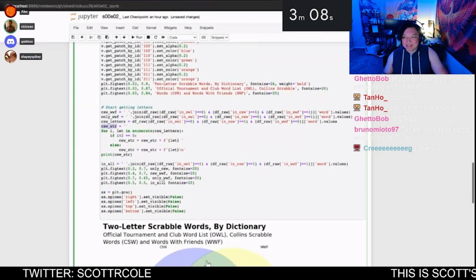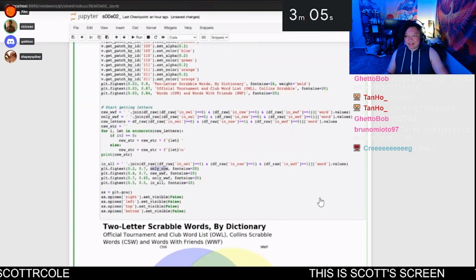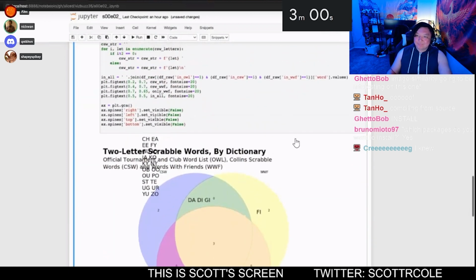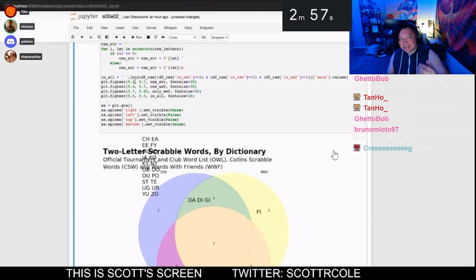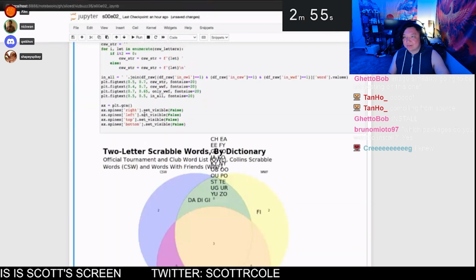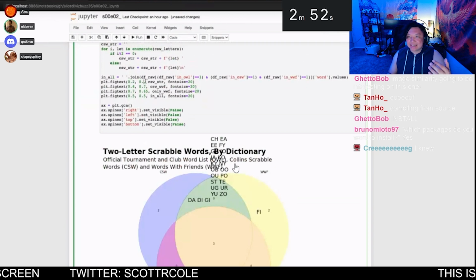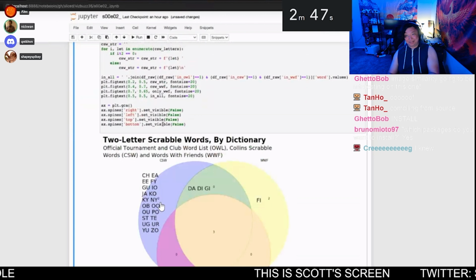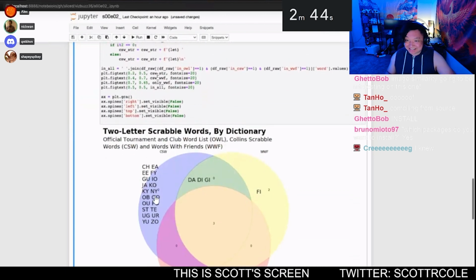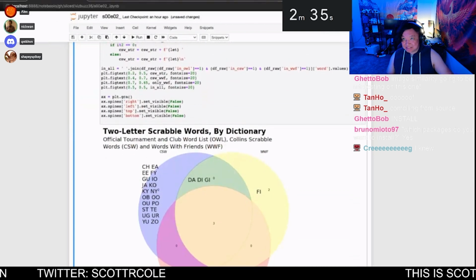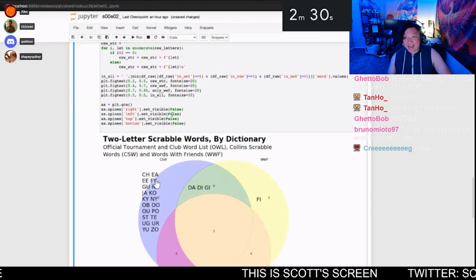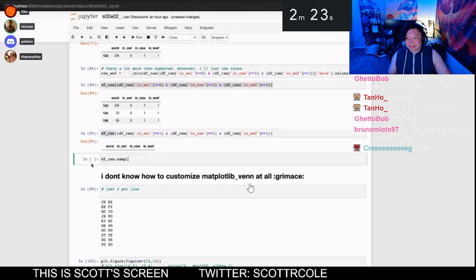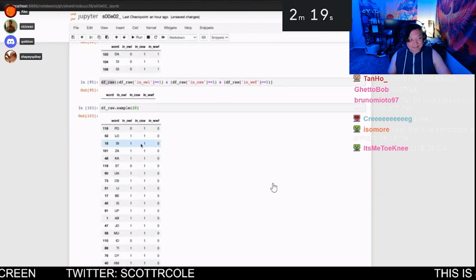Scott Cole with some 2-letter words here. He is plotting them in terms of annotation. plt.figtext is what he's using. And he has split up his different words into several different dictionaries, and several different lists, and it looks like he's trying to figure out a way to shove them into this viz. He's actually getting kind of close. He's getting close, chat. This actually isn't that bad. This is closer than anyone has gotten at this point. So he is trying to figure out a way to do this. "I don't know how to customize matplotlib_venn at all." Let's go see this.